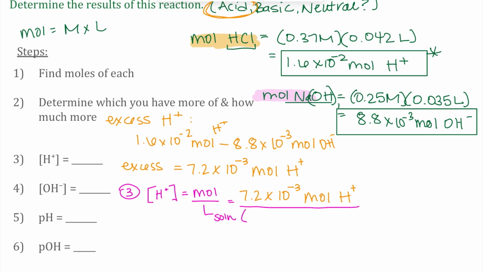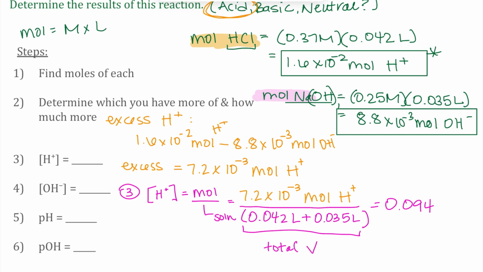And so we're going to have that 0.042 liters plus that 0.035 liters. That total volume is going to need to be in the denominator as we find what is the concentration of our H plus ions. So either putting parentheses here or adding those before you do your division. So we take our excess divided by the total volume, and that is moles divided by liters.